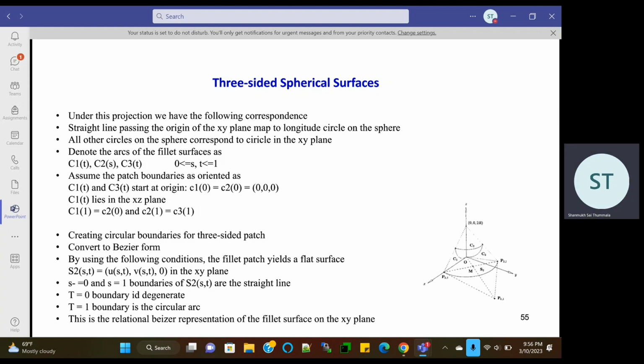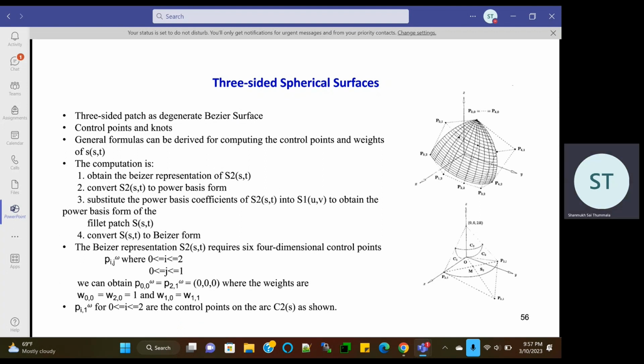Now, creating circular boundaries for this three-sided patch, we convert them into the Bezier form. By using the following conditions, the fillet patch yields a flat surface, as shown below in the xy plane. s equal to 0 and s equal to 1 would be the boundaries of S(s, t), or the straight line. t equal to 0 is degenerate, and the t equal to 1 boundary is the circular arc. This is the rational Bezier representation of the fillet surface on the xy plane.